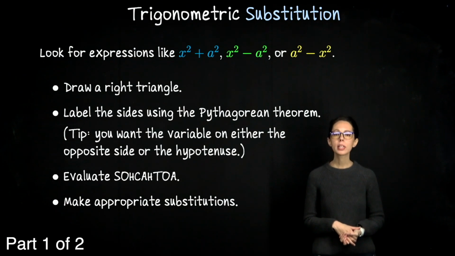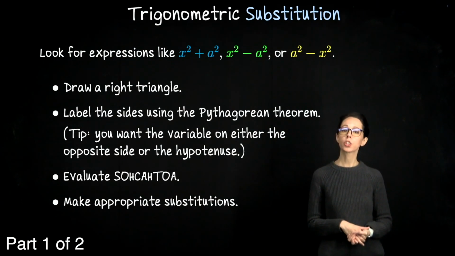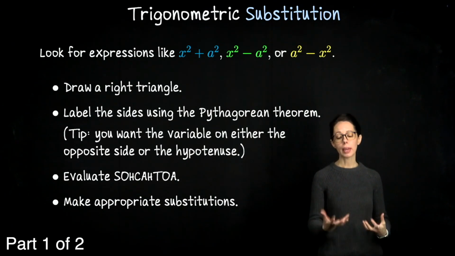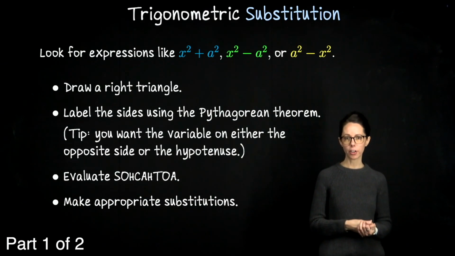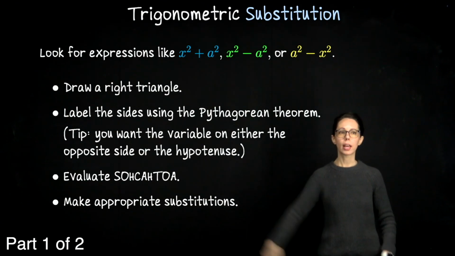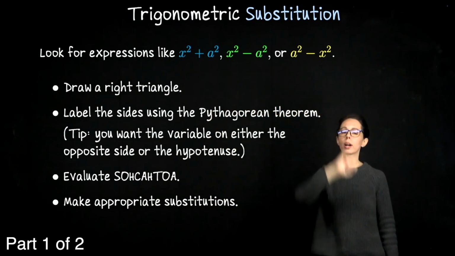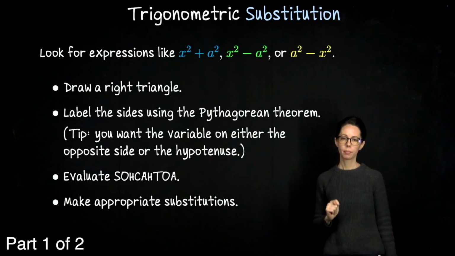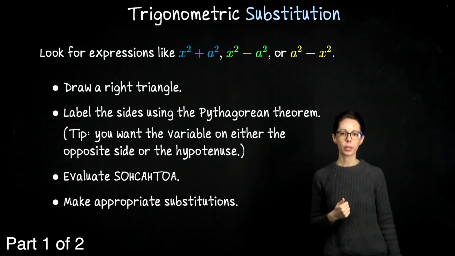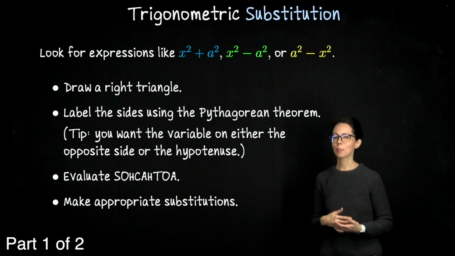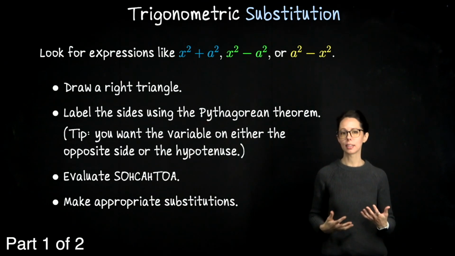In this lesson, we are going to look at the technique of integration called trig substitution. This is a technique that you want to use, or may consider using, whenever you look at your integrand and you see expressions that look like x squared plus a squared, x squared minus a squared, or a squared minus x squared. Here, x would be the variable that you would be integrating with respect to, and a squared is just a number. So you might see something like x squared plus 16.